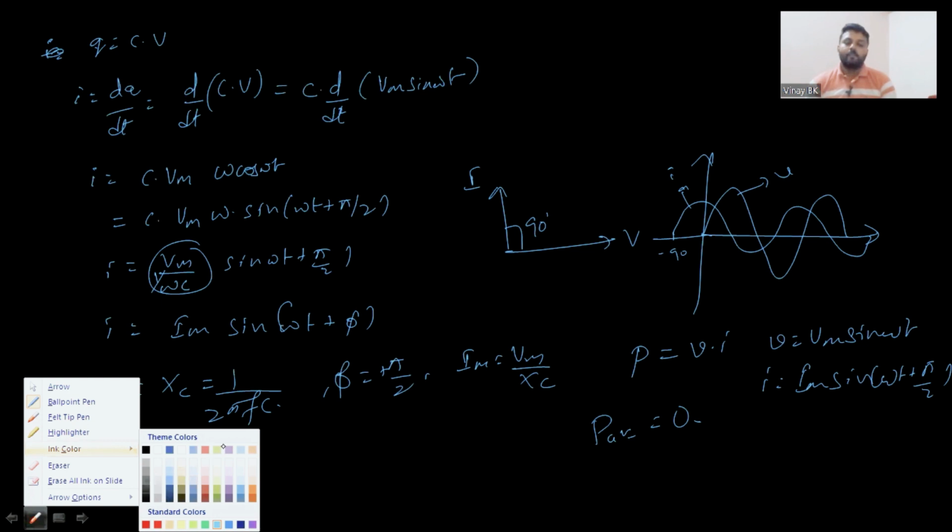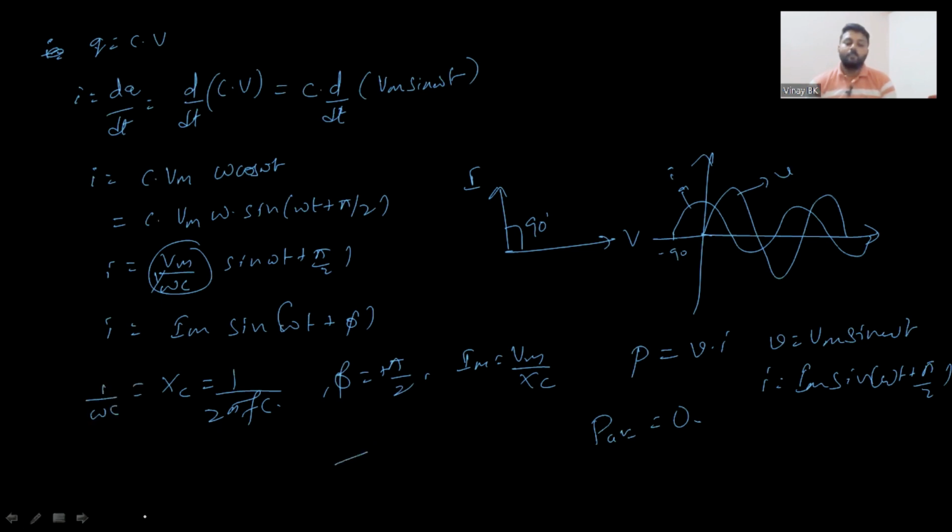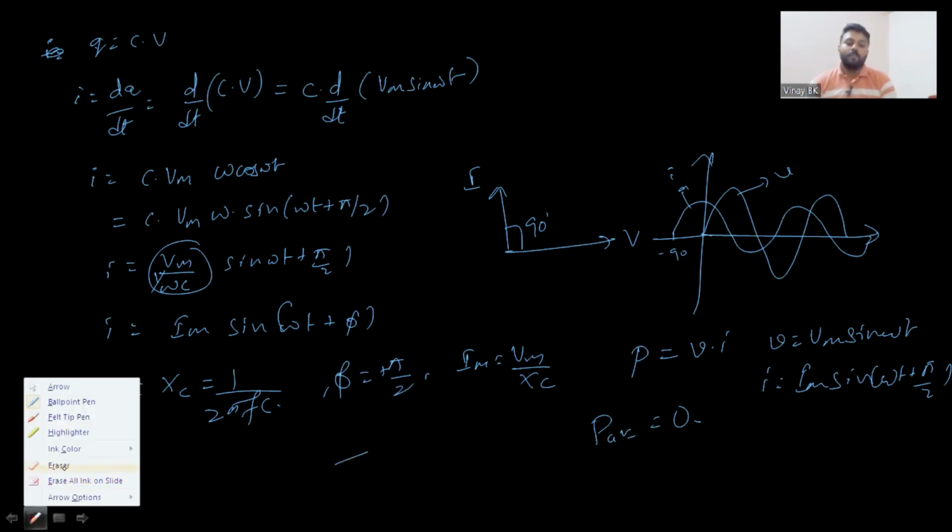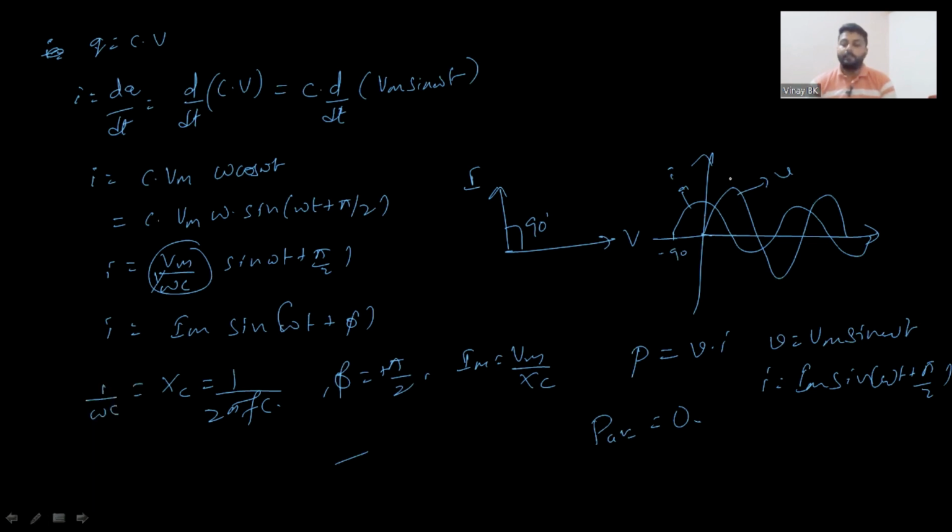You are taking the intervals and drawing the power waveform, for every 90 degrees. From here to here, power is positive and here power is negative. Like that, positive, negative, positive, negative, it will go on. P average equals 0. This much you have tried in an examination.